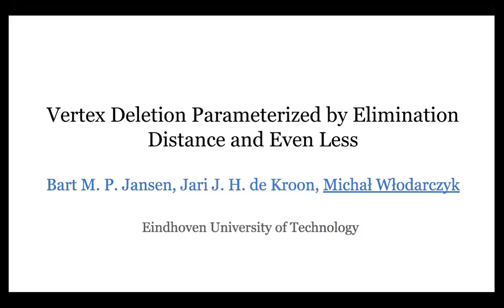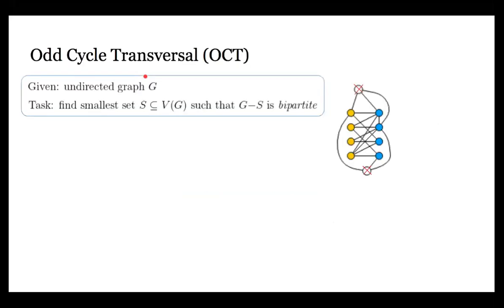I will start my story with an exemplary, well-known problem, odd cycle transversal, in which we are given an undirected graph, and the task is to find the smallest set of vertices such that removing them makes the graph bipartite. As you can see in the figure on the right, removing these two vertices makes it possible to partition vertices into yellow and blue sets, which induce independent sets.